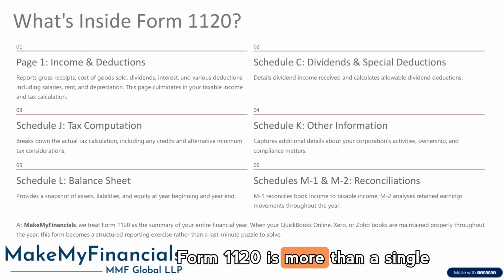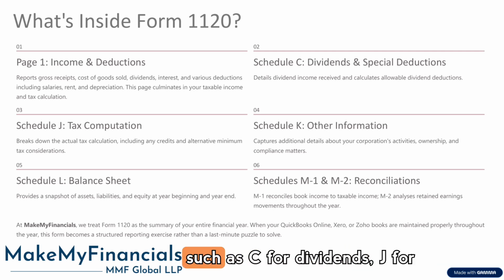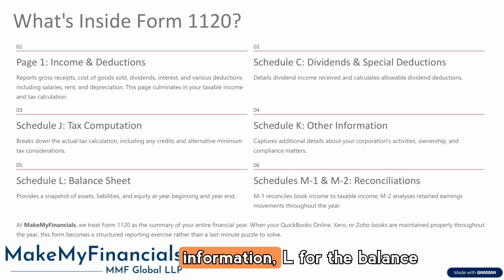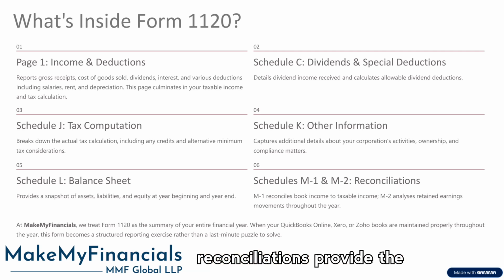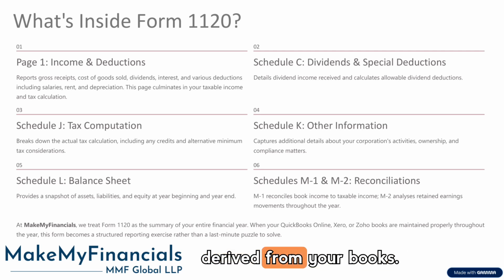Form 1120 is more than a single page. Page 1 captures income and deductions, while schedules such as C for dividends, J for tax computation, K for other information, L for the balance sheet, and M1, M2 for reconciliations provide the supporting detail that explains how your tax numbers are derived from your books.